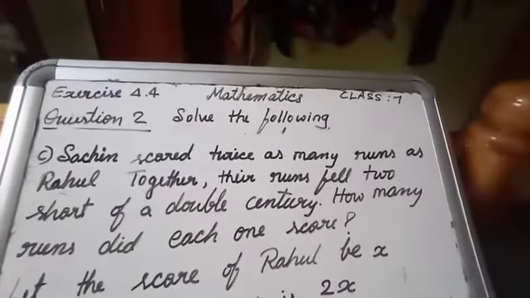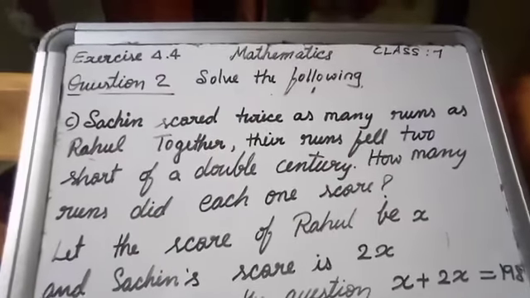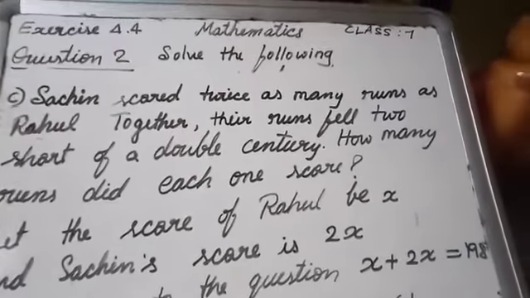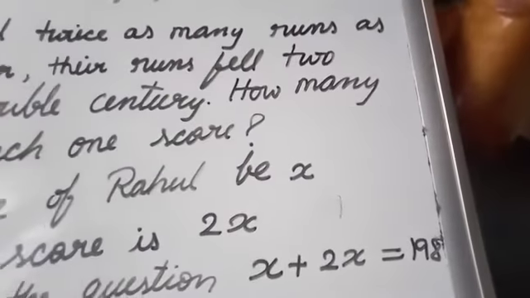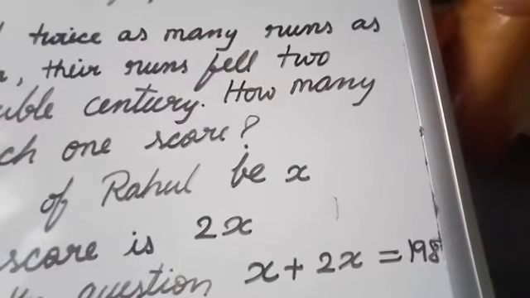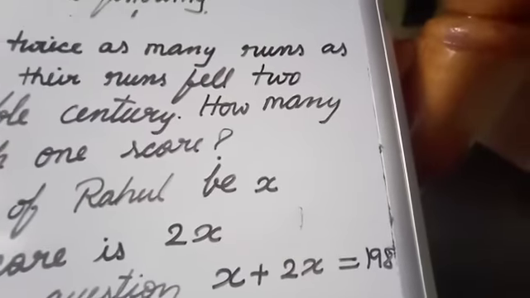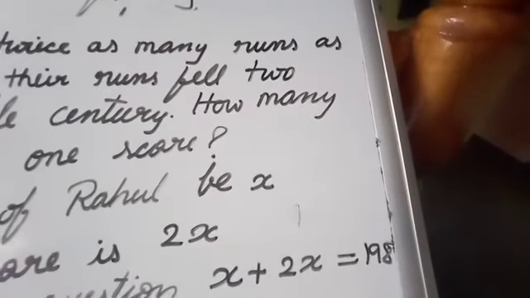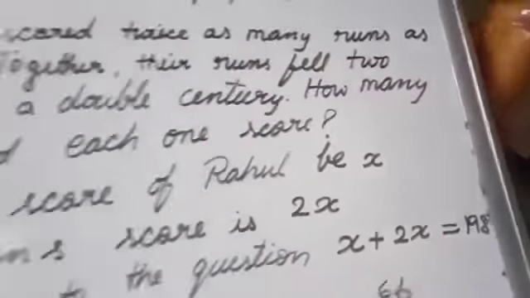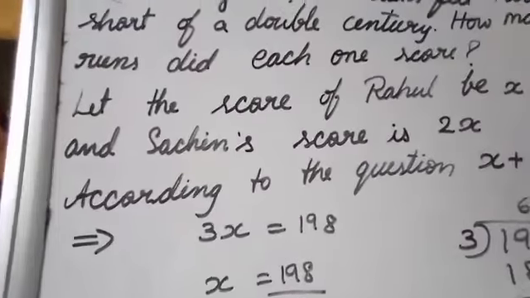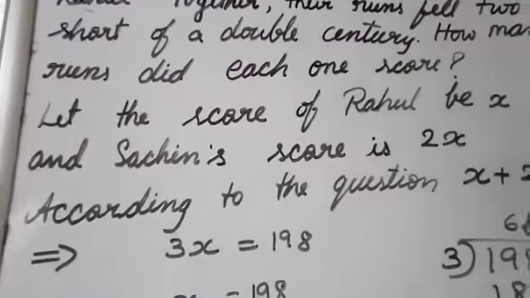Let the score of Rahul be x. Then Sachin will be twice, so 2x. According to the question, x plus 2x is equal to 198. How did we get 198? Because it is short of a double century. Double century means 100 doubled, which is 200. Short means 2 less. So x plus 2x becomes 3x. 3x is equal to 198.